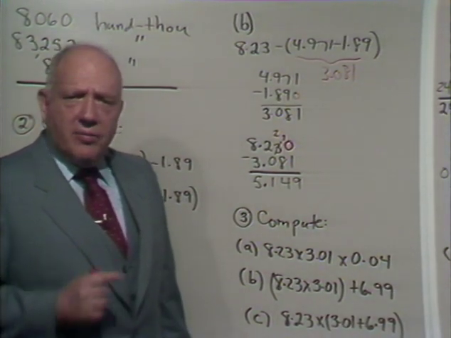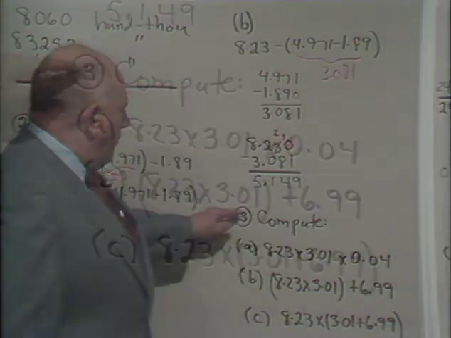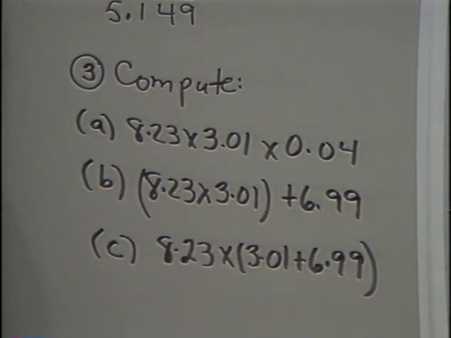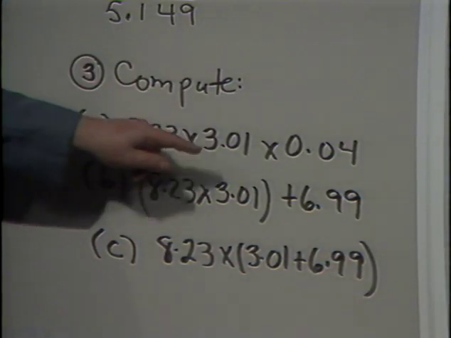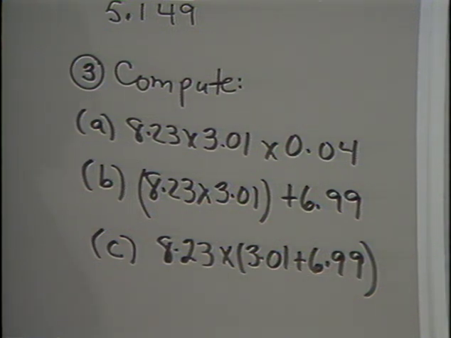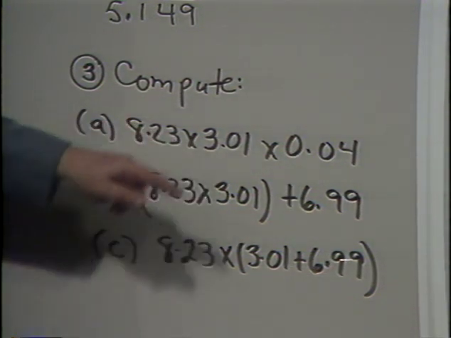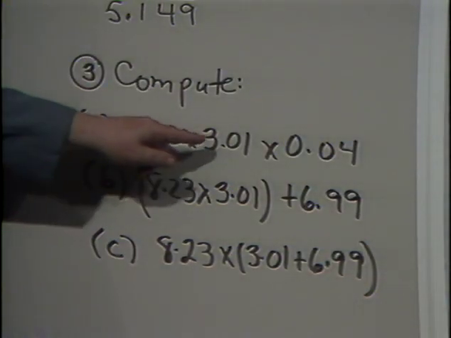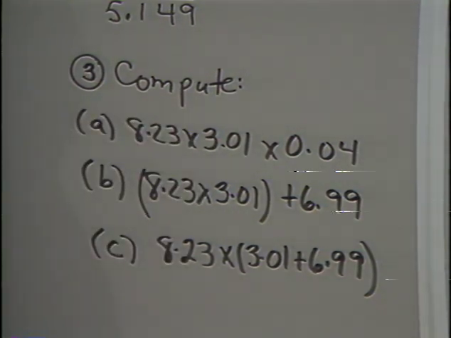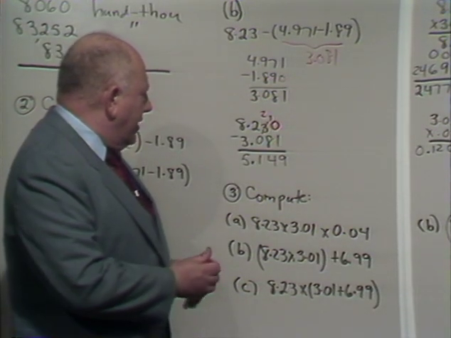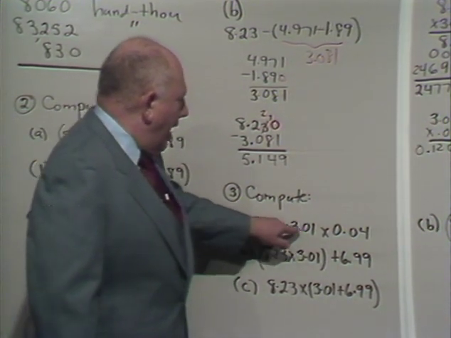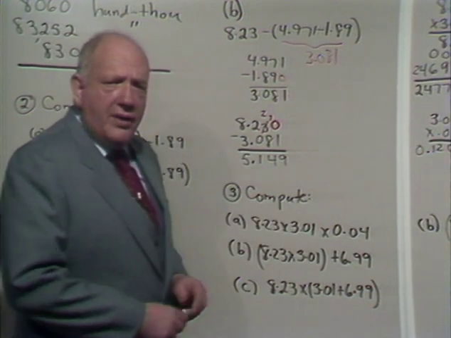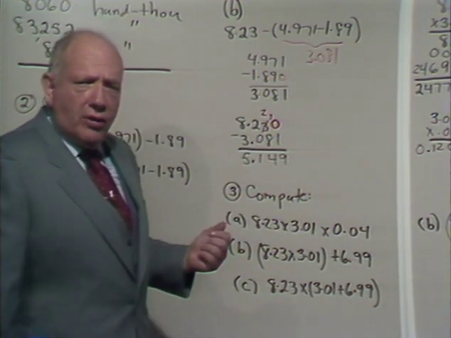Remember, we have addition, subtraction, and multiplication. Problem number 3 comes in 3 parts, and there's a reason behind each part. Well, hopefully. The first part says compute 8.23 times 3.01 times 0.04. And the reason for this is that in the text, we basically emphasized how you multiply 2 decimals. And the point is that by the associative property, to multiply 3 decimals, multiply 2 decimals, and then multiply the answer by the third.